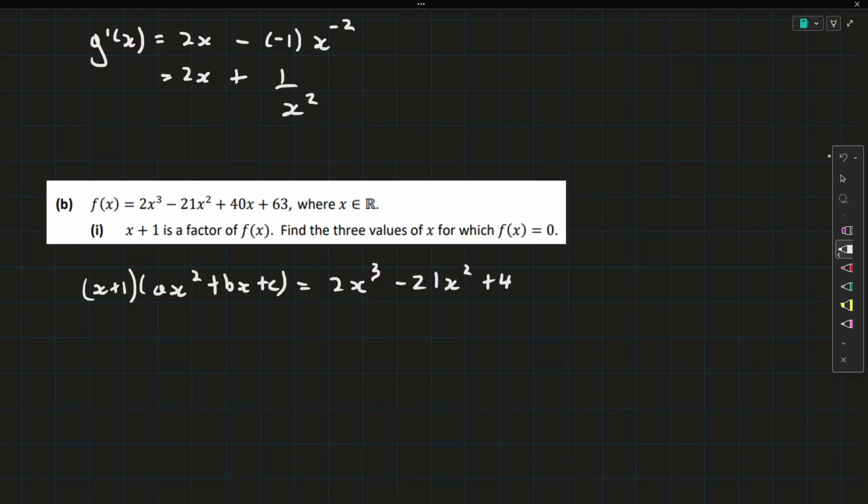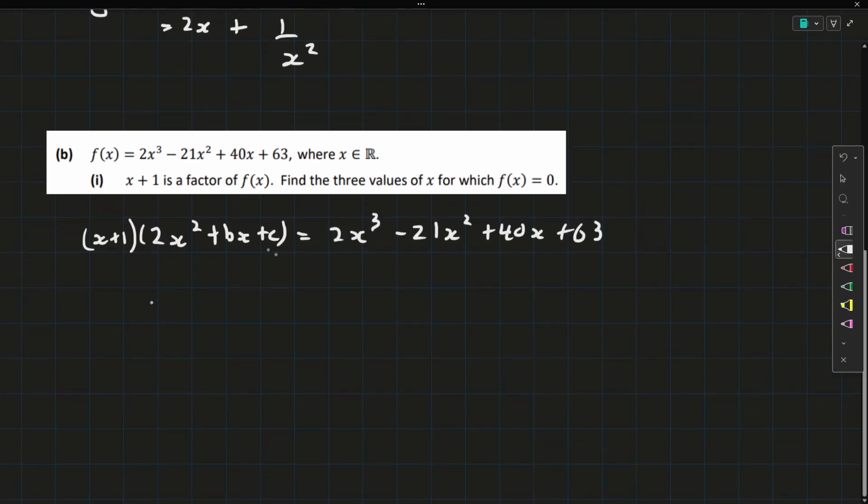So this will be true always. We just have to figure out what a, b, and c are. So from inspection, we can see that a is going to be 2, because on both sides, these have to be equal always. On the right hand side, we have a 2x cubed. So on the left side, we need a 2x cubed. The only way we can get an x cubed on the left hand side is x times ax squared. That's going to give us ax cubed, and there's no other way to get an x cubed term. So in order for ax cubed to be 2x cubed, a has to be equal to 2.